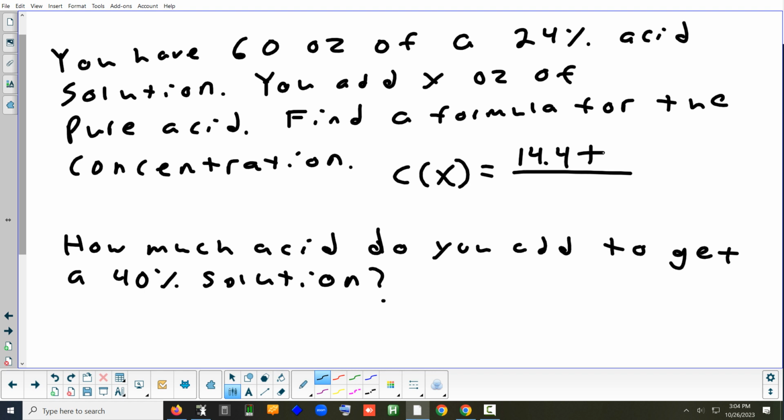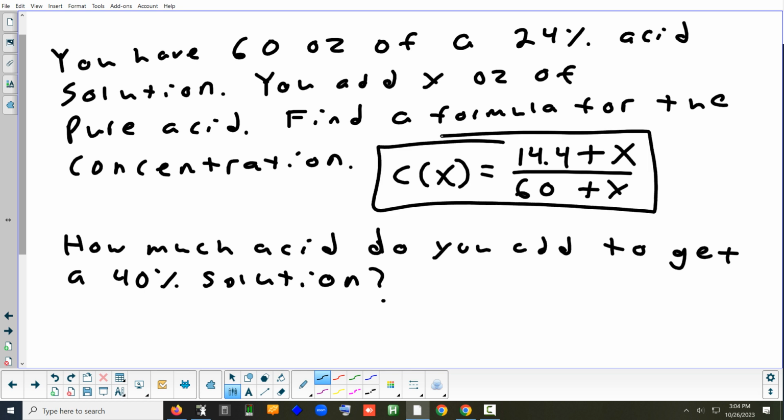And how much acid are we going to add into the mixture? X. Yeah, we're going to add X ounces of acid. And now we have to take the amount of acid and divide by the total liquid. So how much liquid do we start with? 60. And how much liquid do we add? X. So there's a formula for the concentration.